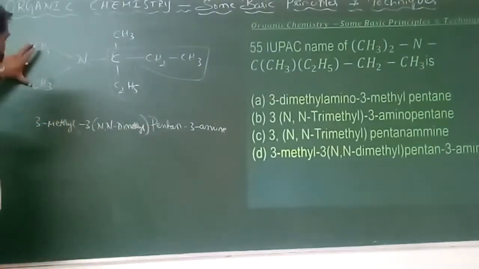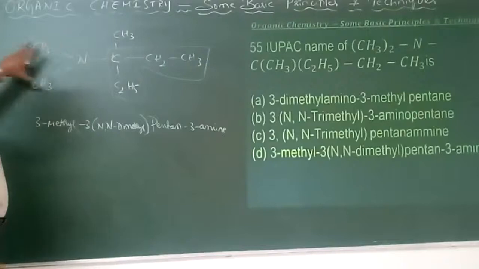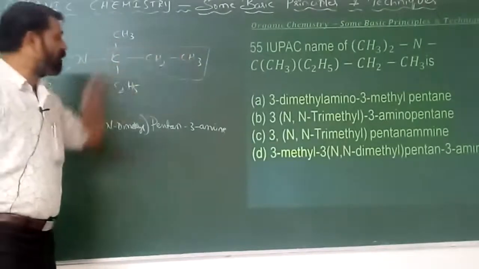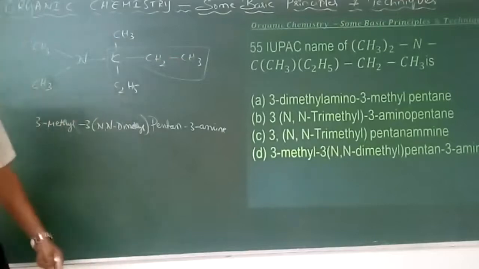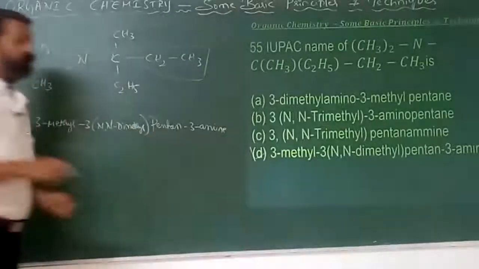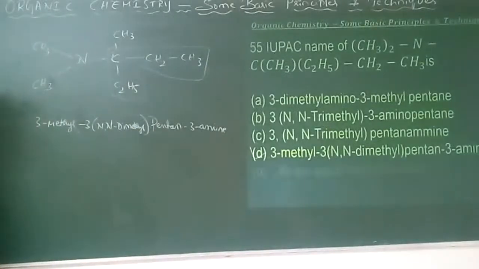N,N-dimethyl. So first it is 3-methyl, N,N-dimethyl. The root word is pent and the amine is present at which carbon atom? Third carbon atom. Therefore, it is N,N,3-trimethylpentan-3-amine.